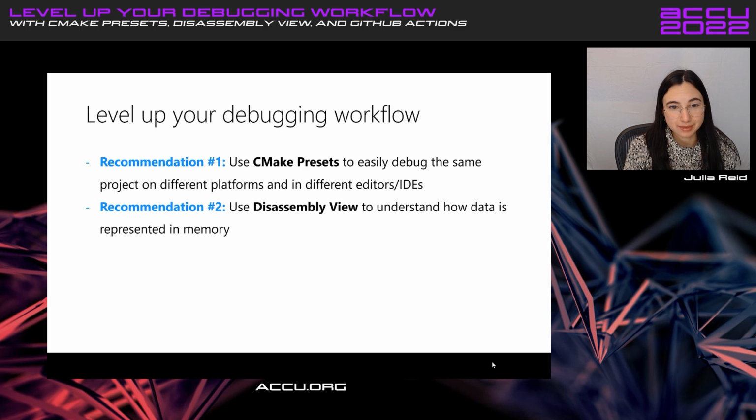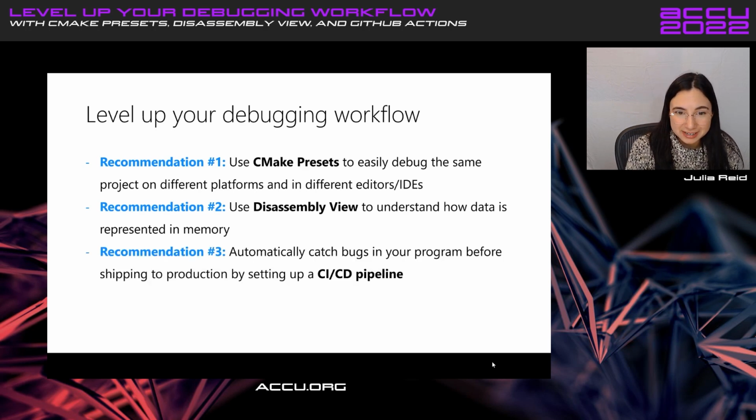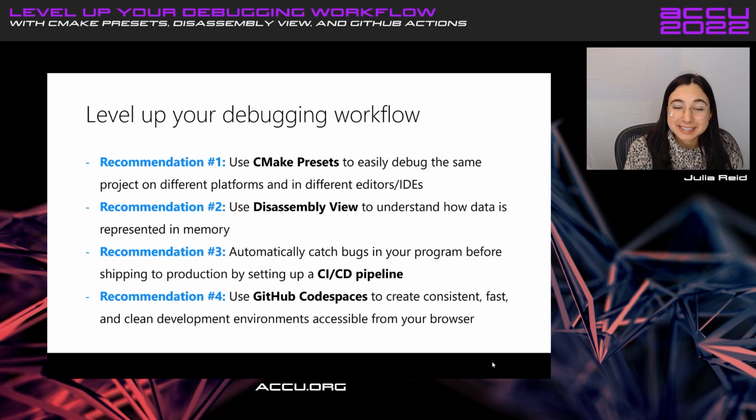The third recommendation is to automatically catch bugs in your program before shipping to production by setting up a CI/CD pipeline to ensure you're only shipping the highest quality products. The fourth recommendation is to use GitHub Codespaces to create consistent, fast, and clean development environments accessible from your browser. To understand how all these recommendations come together, let's look at the high-level lifecycle of an application.